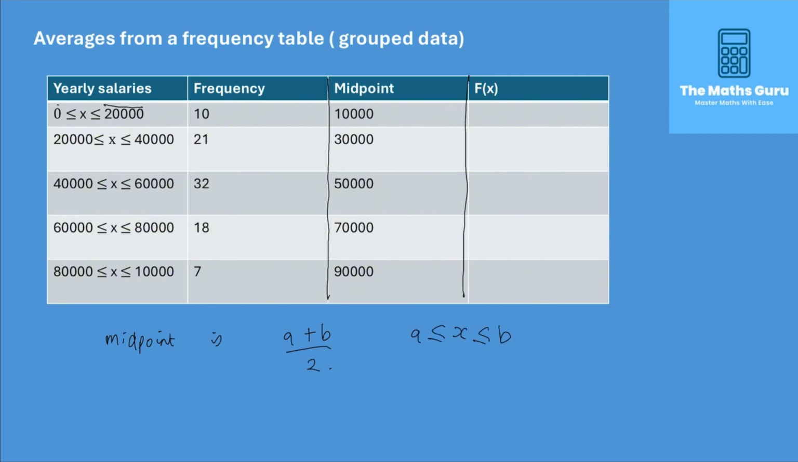Where a is less than or equal to x, and b is greater than or equal to x. So for the midpoint, you add them together, 0 plus 20,000, for example, which is 20,000, and divide by 2, which gives you 10,000, the midpoint of our group.